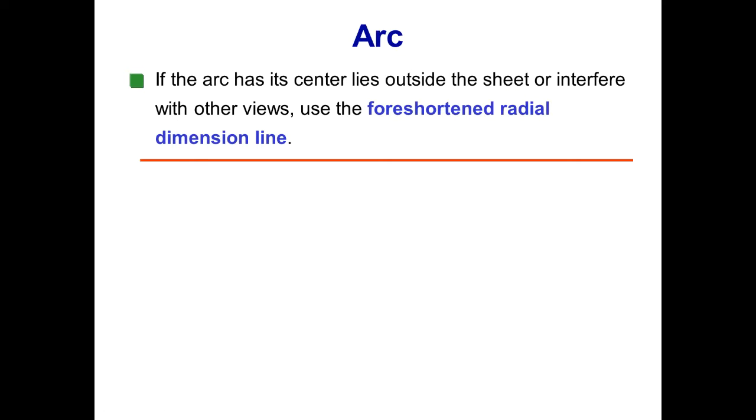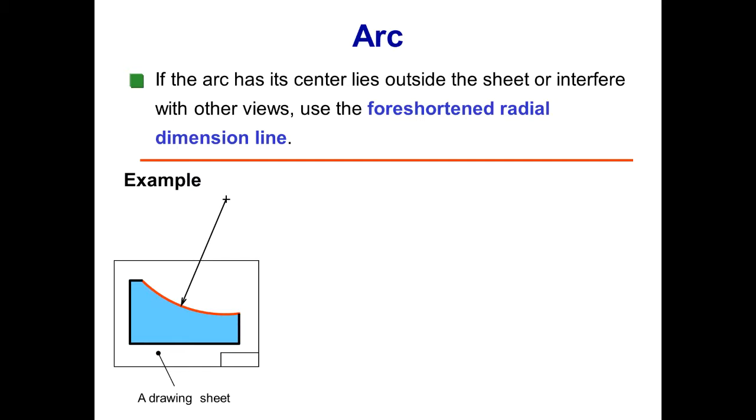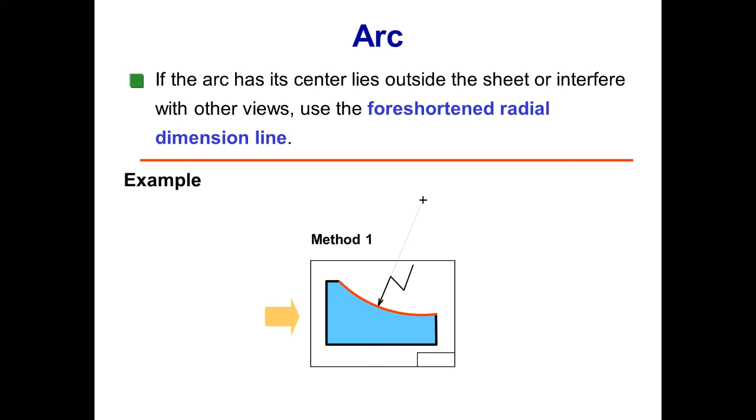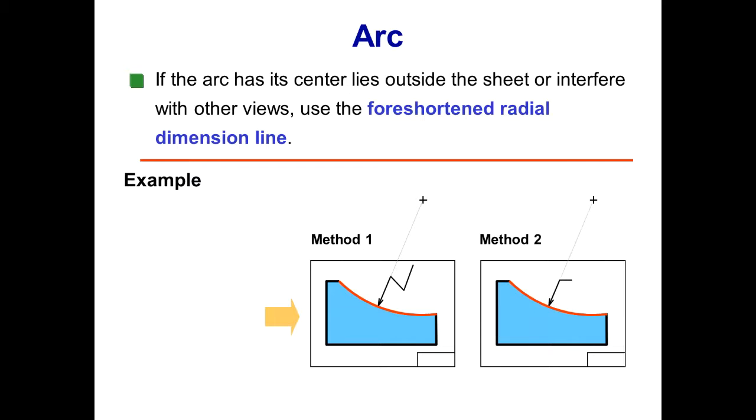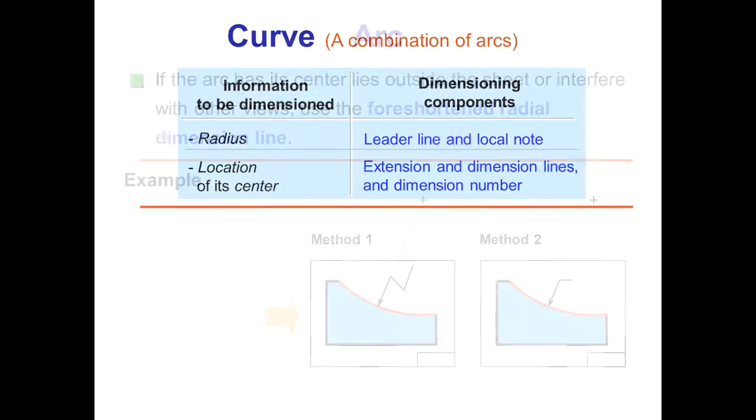If an arc has its center outside the sheet or interfering with other views, use the foreshortened radial dimension line. If the center of an arc is basically outside of the drawing, you can also use this method to ensure that your dimensions are inside of the chart paper. This is the first method, and this is the second method, that आप उसकी center line के aligned ही leader line place करें. But whenever you think that it's crossing the drawing sheet, you can just simply put the shoulder there and put the note in front on top of it.